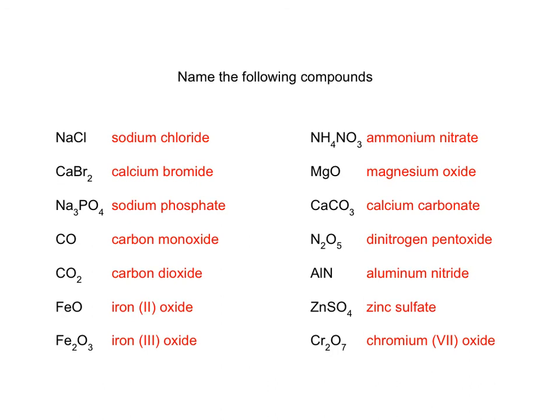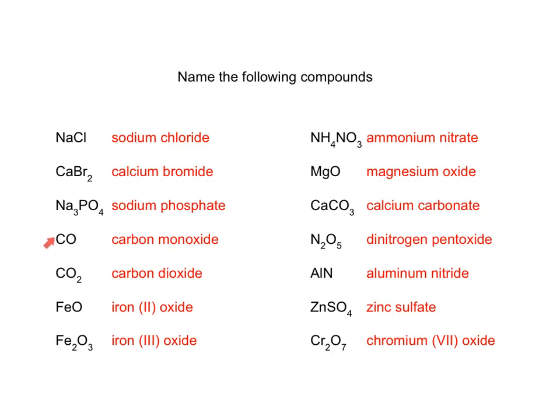And here they are. So just to walk through them a little bit, and the process that is going on here, NaCl is an ionic compound. Sodium is a group 1 metal, so we don't have to worry about that in the name. So we just have sodium chloride. Same thing here. Calcium is a group 2 metal, so we have calcium bromide. Here we have sodium coming together with our phosphate polyatomic ion for the name sodium phosphate.